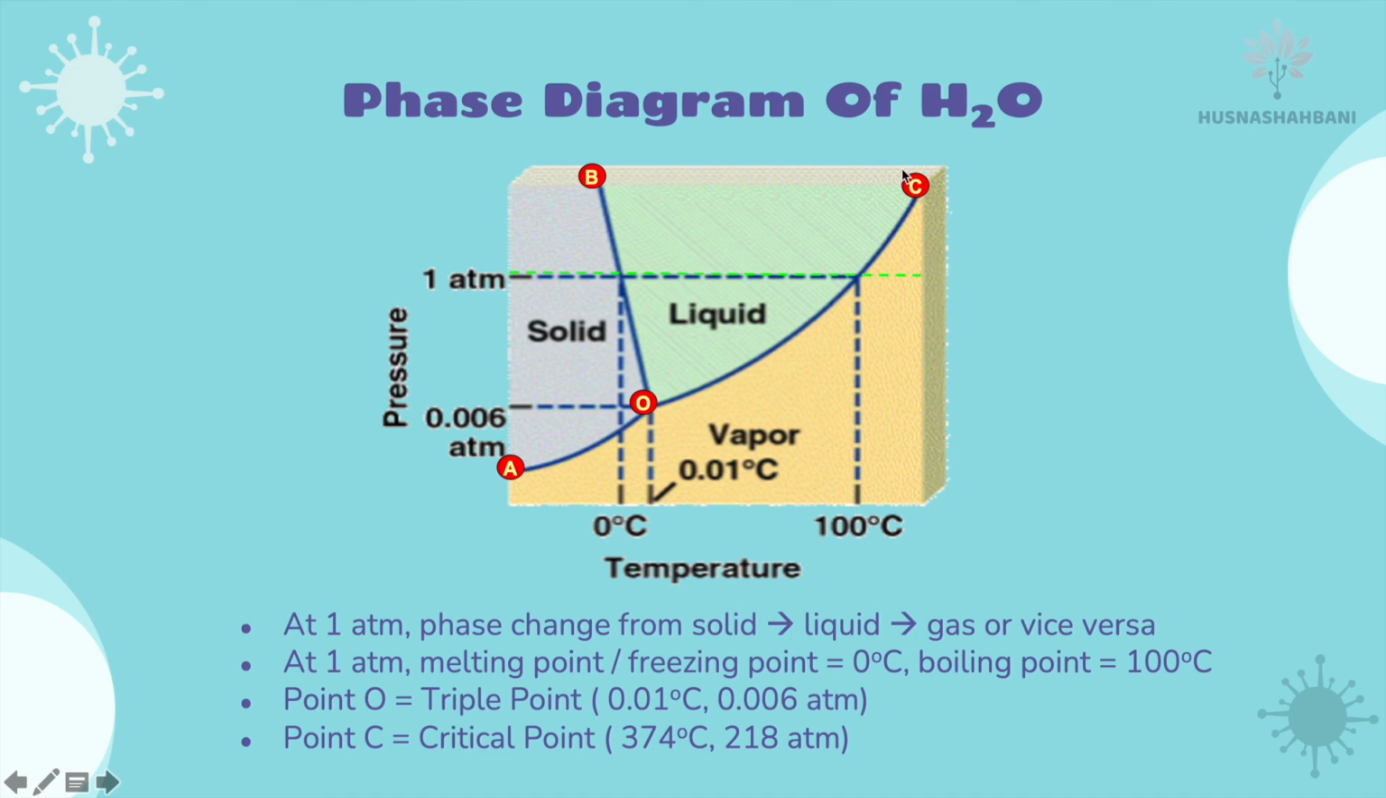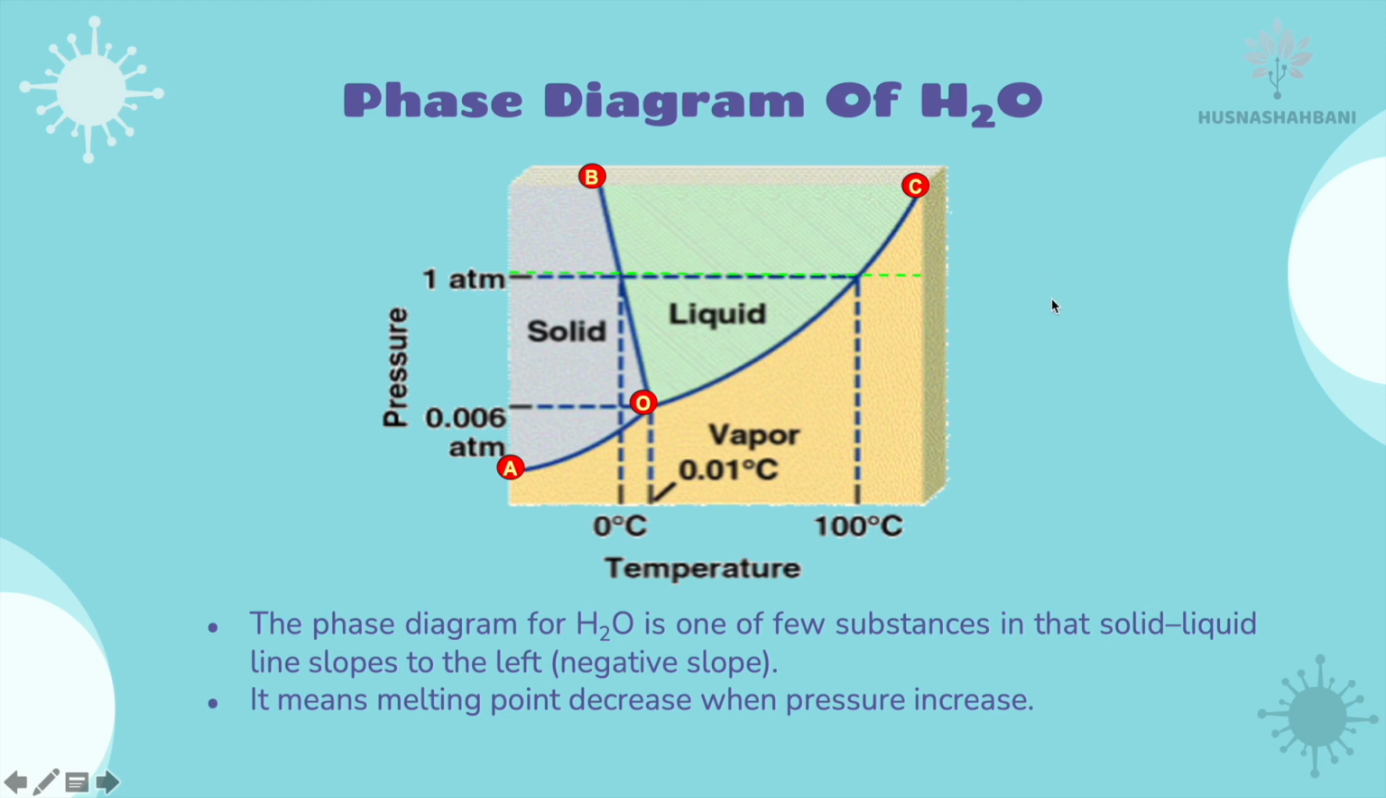At the critical point, the critical point is 374 degrees Celsius at 218 atmospheric pressure. After this point, you will only see water vapor in gas form. You cannot see the water in liquid form anymore after this critical point, no matter how much pressure you put.